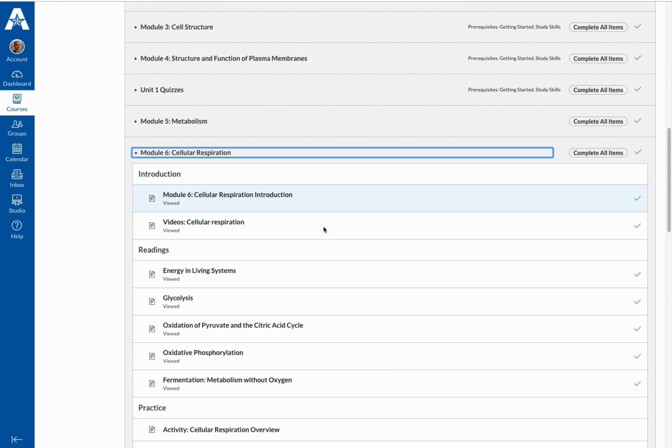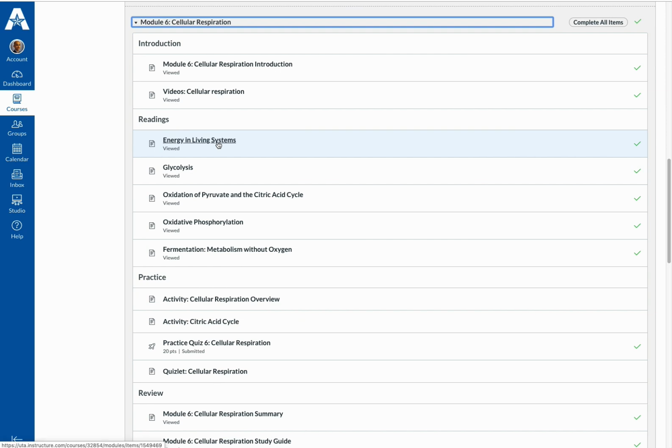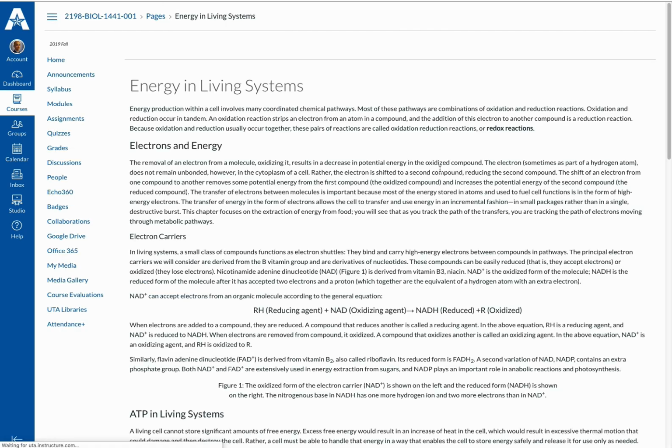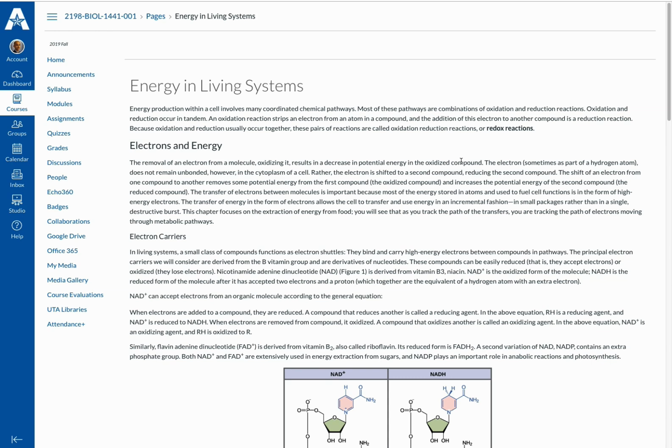Module 6 is all about cellular respiration. So let's go for it. Okay, so cells and cellular respiration, and well, it happens in photosynthesis as well. We get these reactions called redox reactions, which are oxidation and reduction reactions.